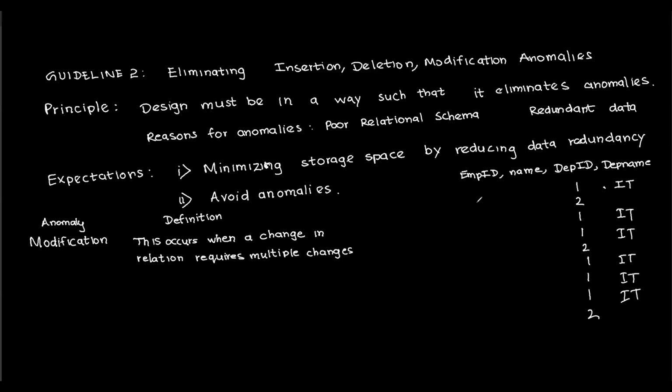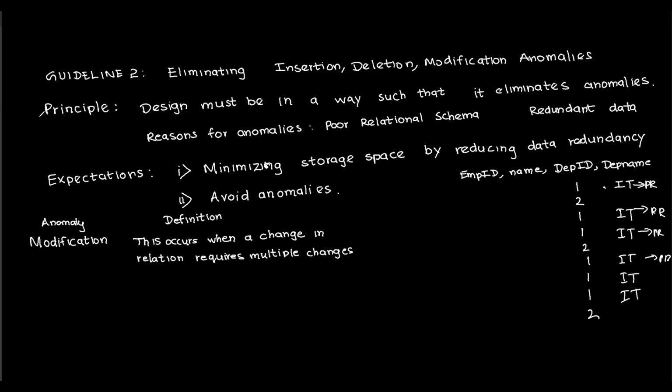And let's say if you have to change from IT to public relations department, they are changing the name of the department from IT, information technology department, to PR, public relations. Then you have to change this in multiple places. This change should be made in multiple places. Well, this is what we call modification anomaly.